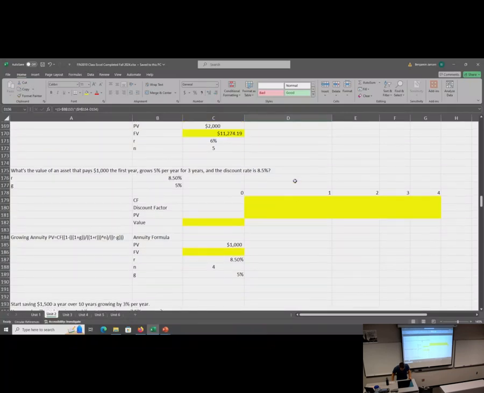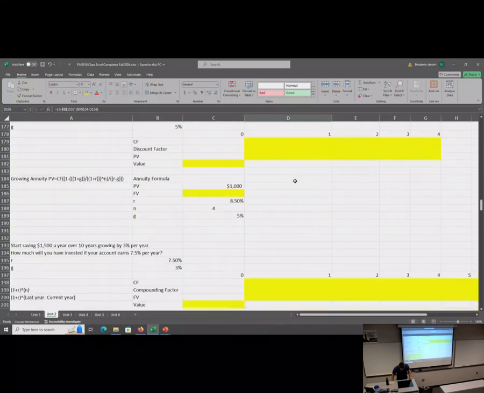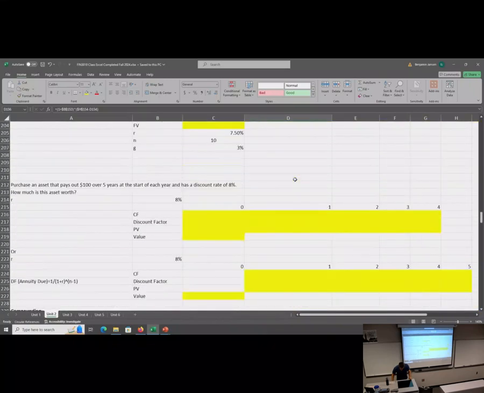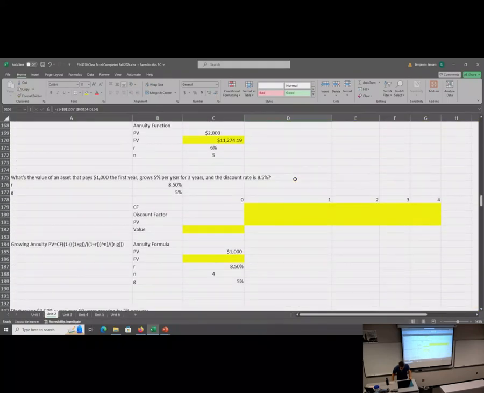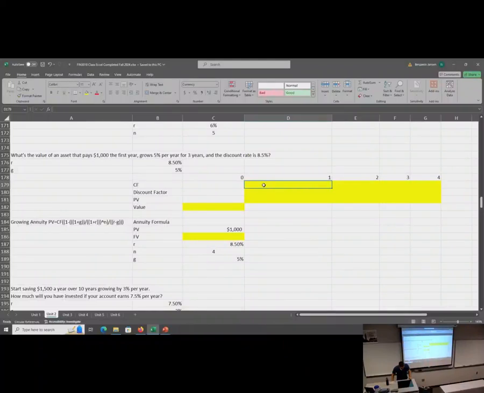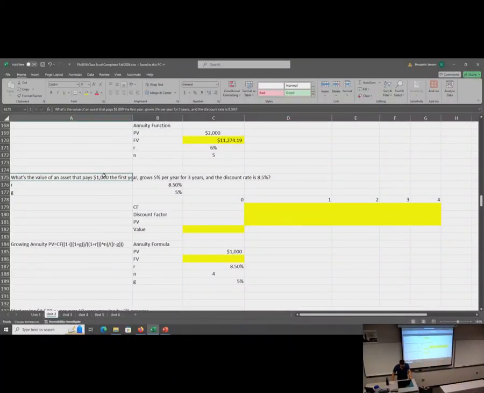All right, we'll just do, I think, one question with the growth rate. I'll probably just delete these, save some time working on them. All right, so let's say that we're trying to figure out the value of an asset. It's going to pay out $1,000 in the first year. It's going to grow at 5% for 3 years, and the discount rate is 8.5%.